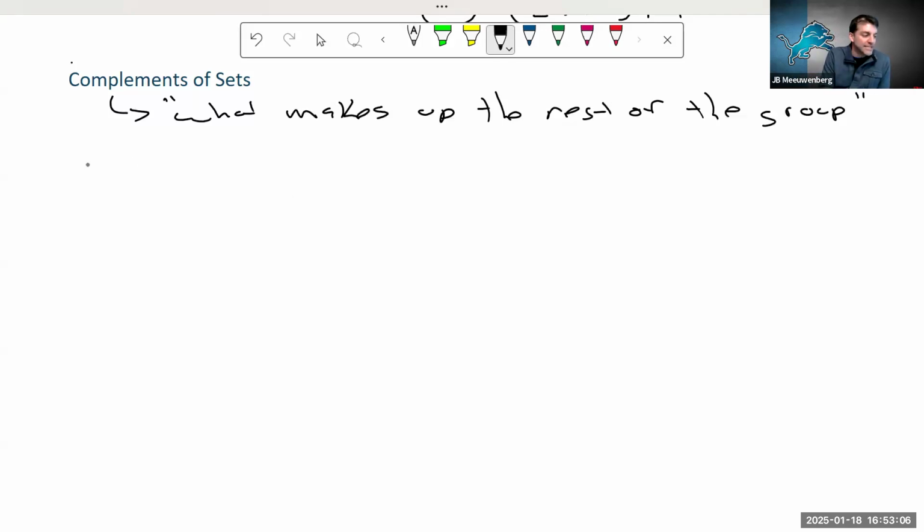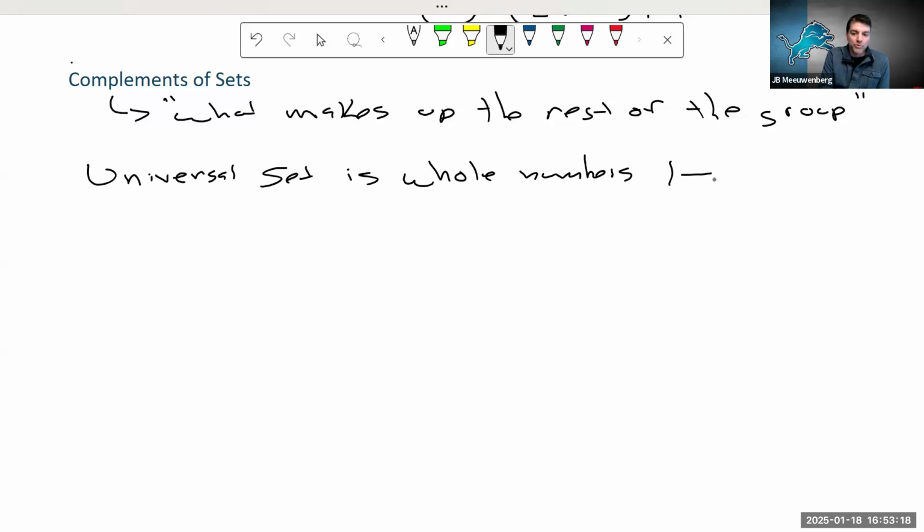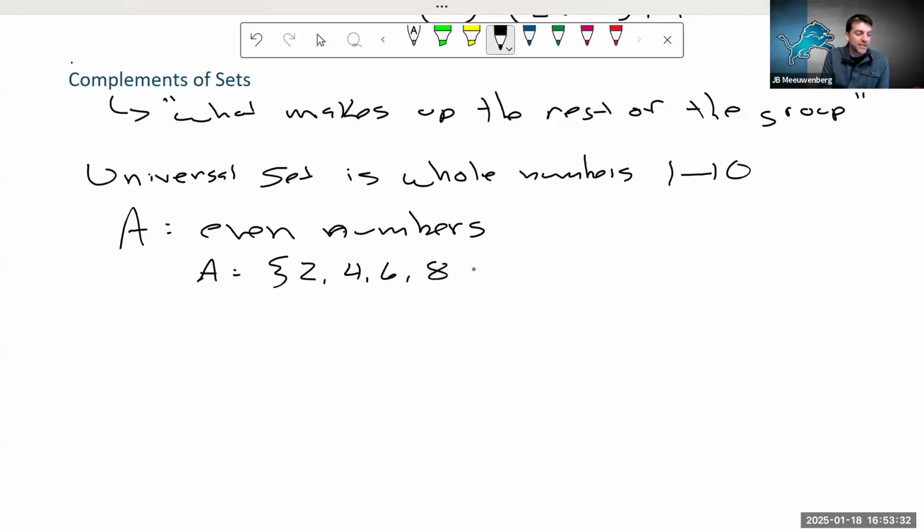So to use an easy example, let's say the universal set is the whole numbers 1 through 10. Set A is even numbers. So we would say A is equal to 2, 4, 6, 8, and 10.